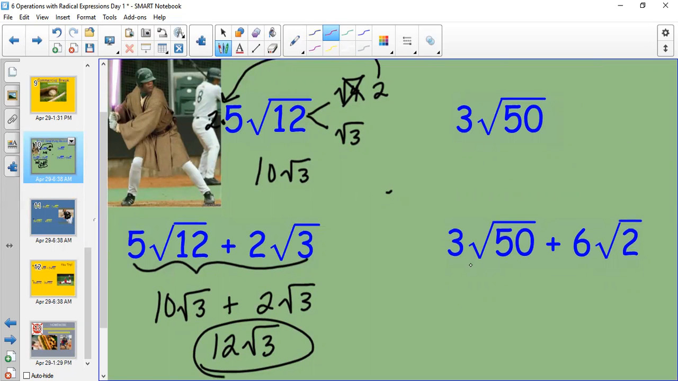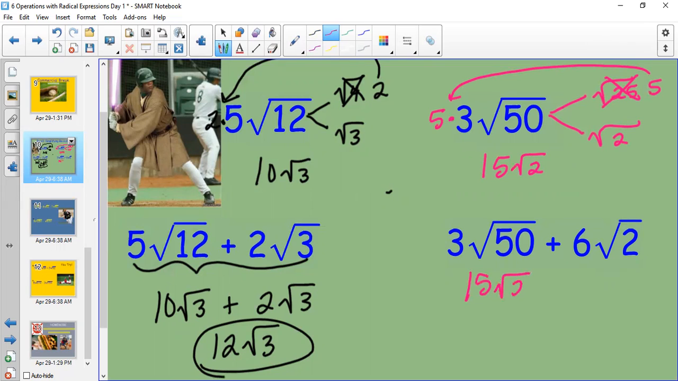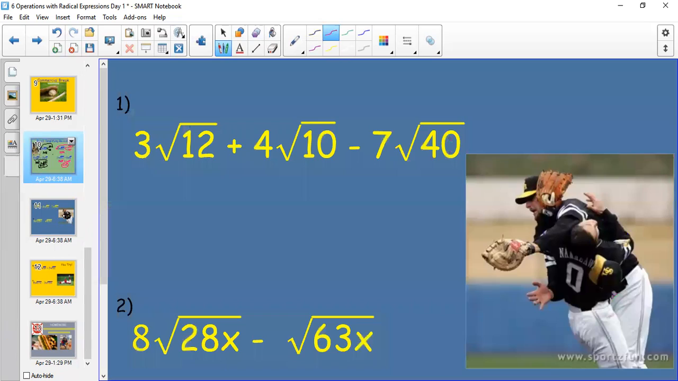All right, again, next problem, square root of 50, square root of 2, not the same, but if I simplify square root of 50, maybe I can make them the same. That splits up into 25 times 2. Square root of 25 is 5. That's going to come out front here with the 3. So this would be 15 square root 2. So if I replace that down here, 15 square root of 2 plus 6 square root of 2 would give me 21 square root 2. All right, let's try a few more.